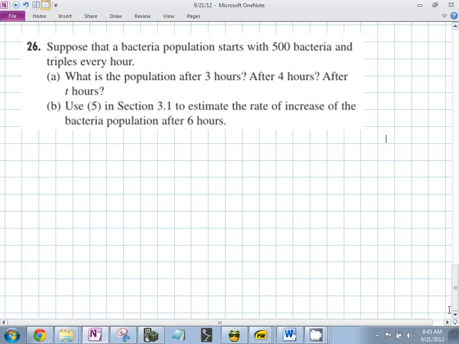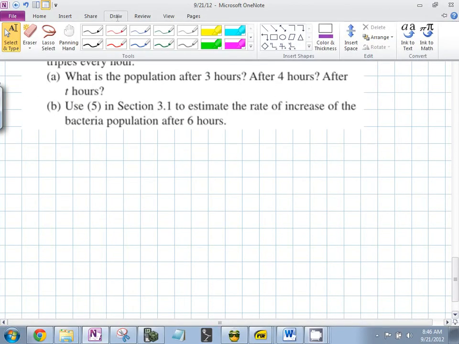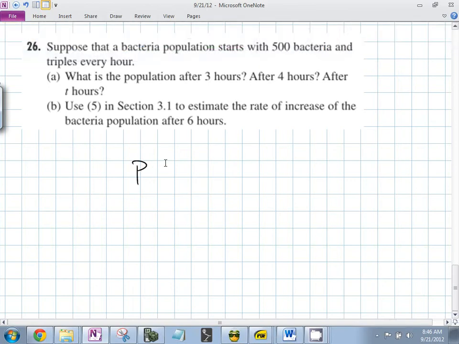Suppose that a bacteria population starts with 500 bacteria and triples every hour. Okay, we can do this. So the population P triples every hour, so every hour you multiply it by 3, correct? So the population is going to be the initial times 3 to the what power? N, where N is in what? Minutes? Seconds? Hours.